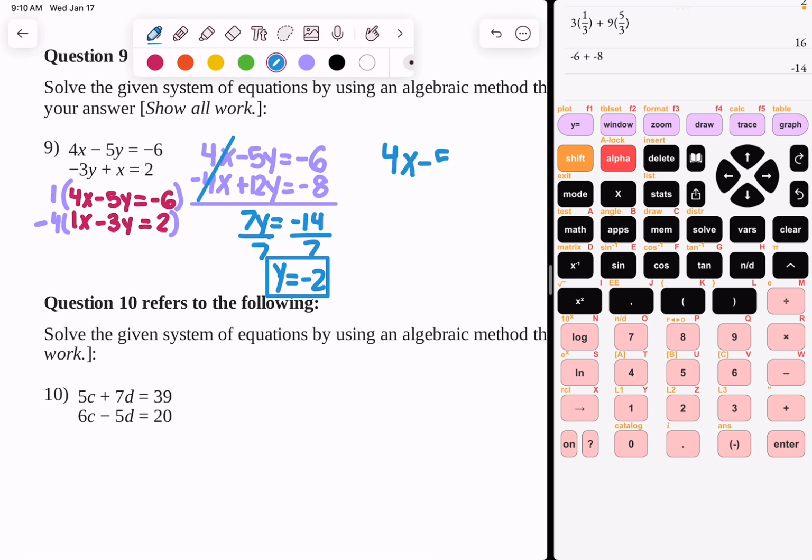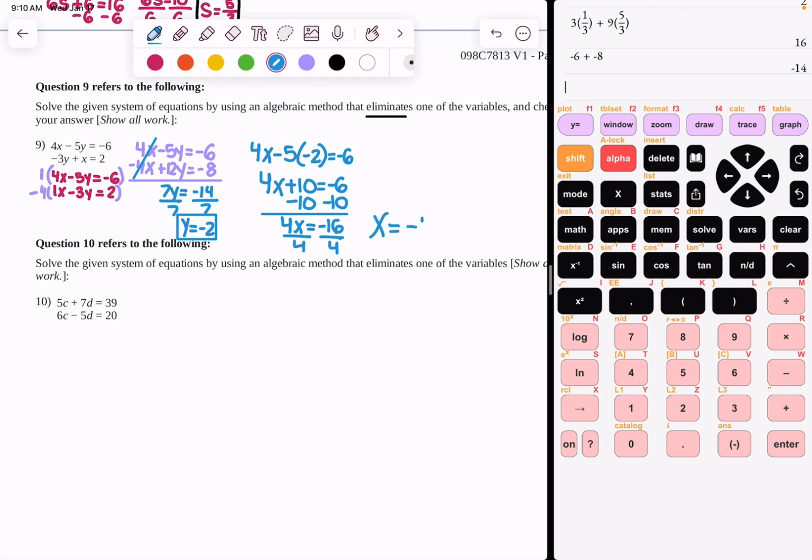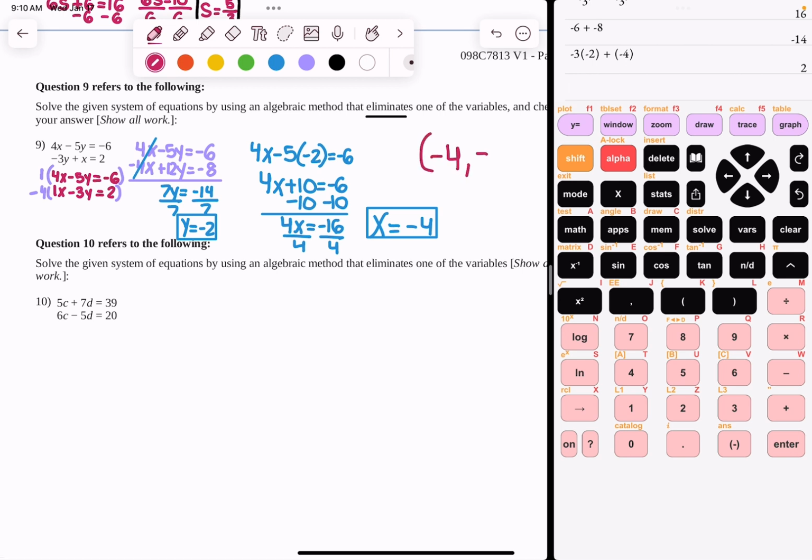4x minus 5, my y is negative 2, equals negative 6. So I will get 4x. Negative 5 times negative 2 is positive 10, equals negative 6. Subtract 10. I will get 4x equals negative 16. Divide by 4. X equals negative 4. Now I'm just going to go check in that second equation. Negative 3, my y is negative 2, plus my x is negative 4. And does it equal 2? It does. So my final answer would be negative 4, negative 2.